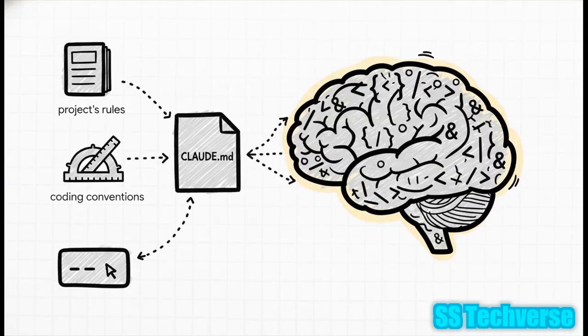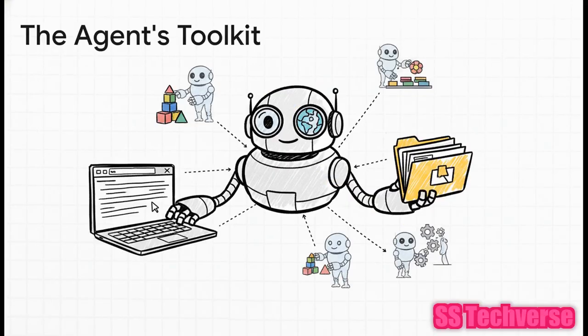First up, the memory. This is so cool. You can create a special file in your project called Claude.md. Seriously, think of this as the project's brain. You can teach it your specific coding conventions, your architecture, your test commands. You teach it once, and it remembers them forever. No more repeating yourself. And then you've got its tools. If the Claude.md file is its brain, these are its senses and its limbs. It can actually interact with your file system, it can run any command line tool you have, and it can even go out and search the web for documentation. This is what gives it the power to actually get stuff done.